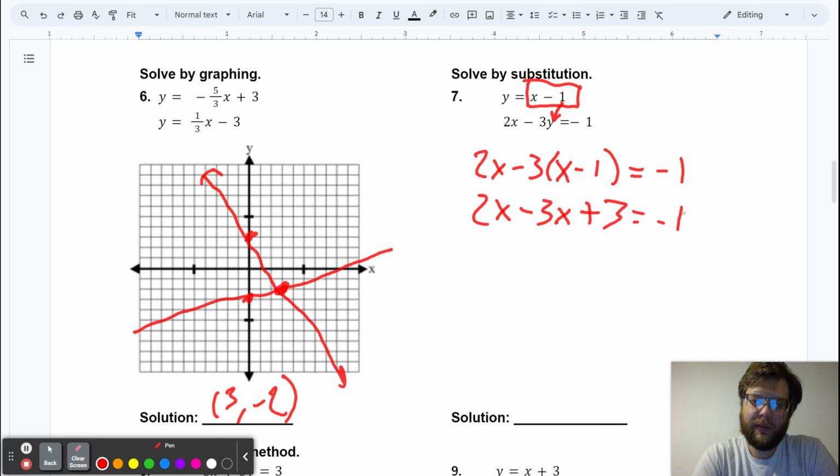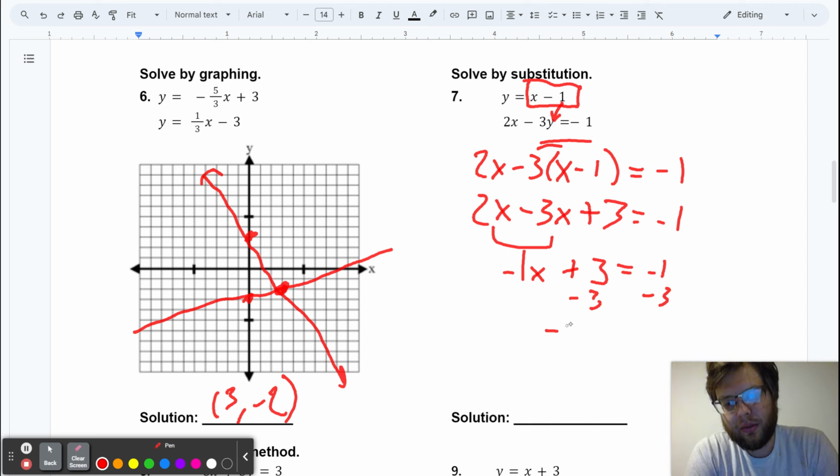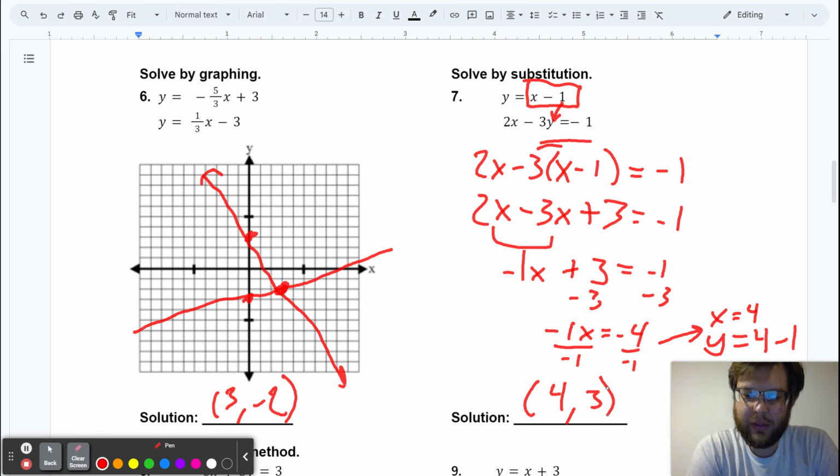Distribute the negative 3. That's where I got negative 3x and positive 3. Combine my like terms. Negative 1x plus 3 equals negative 1. Minus 3. Negative 1x is negative 4. Divide by negative 1. Then I get x is 4. My original substitution was that y equals x minus 1. So y equals 4 minus 1. So I know my total solution is 4, 3.